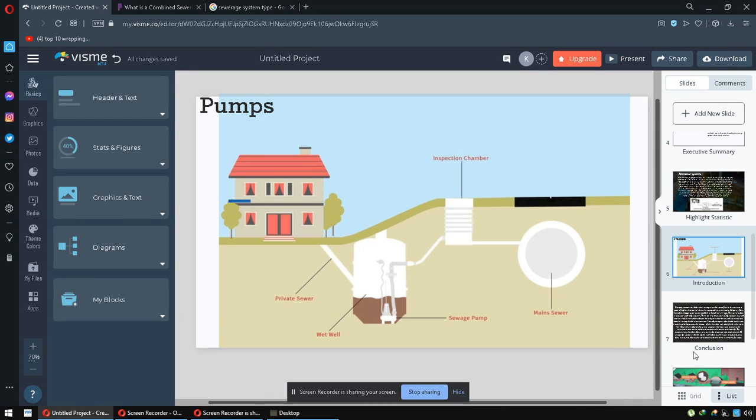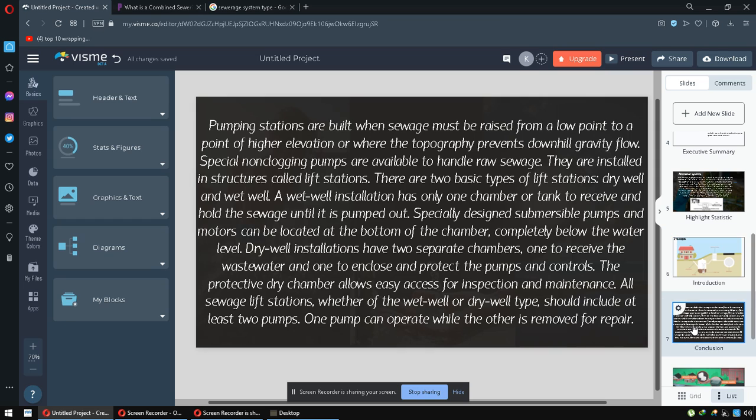The next is pumps. Pumping stations are built when sewage must be raised from a low point to a point of higher elevation or where the topography prevents downhill gravity flow. Special non-clogging pumps are available to handle raw sewage. They are installed in structures called lift stations.